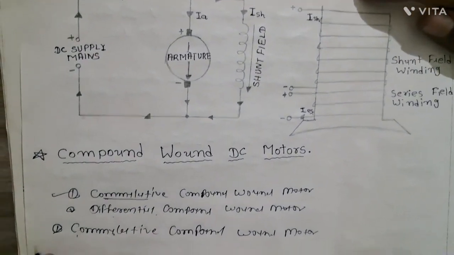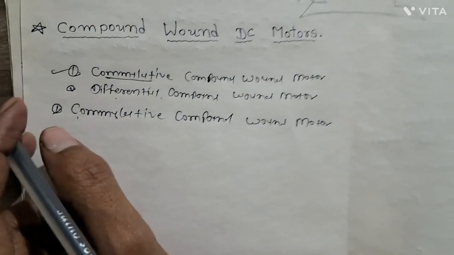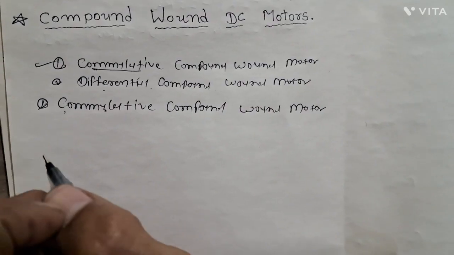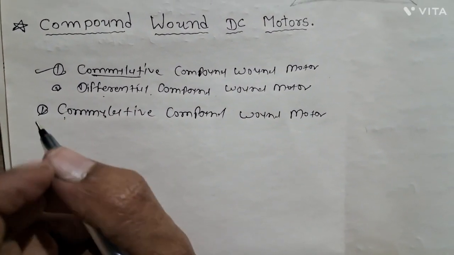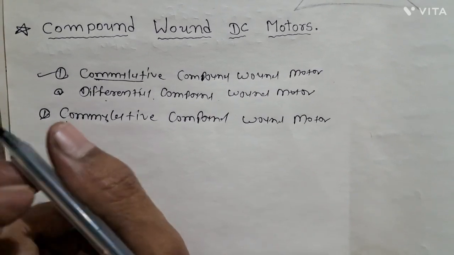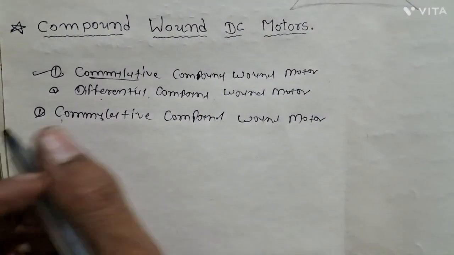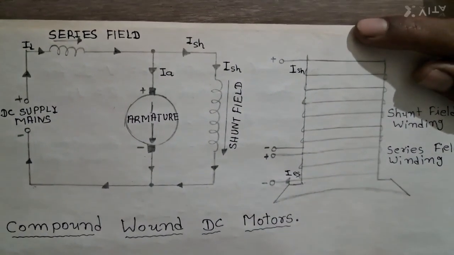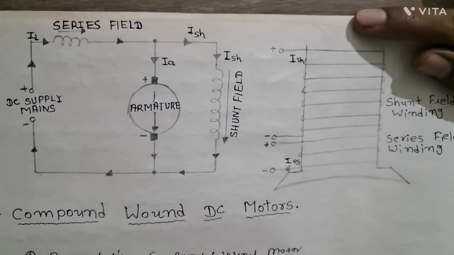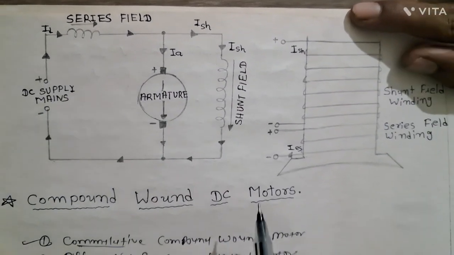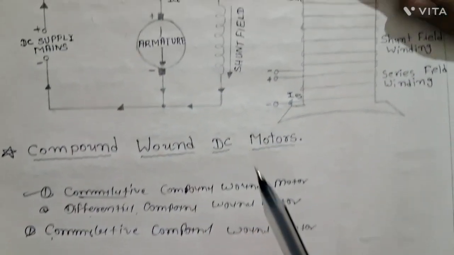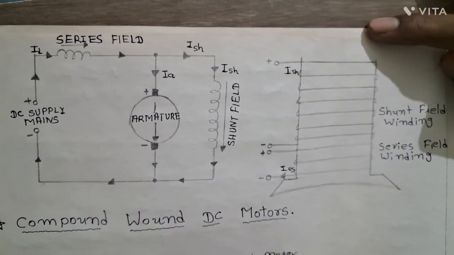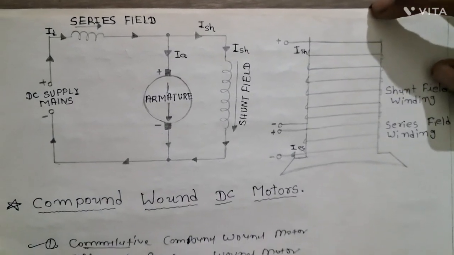The cumulative compound wound motor is one in which the field windings are connected in such a way that the direction of flow of current is the same in both of the field windings, as shown in the figure. In this motor, the flux due to the series field winding strengthens the field due to the shunt field winding. I'll write this.